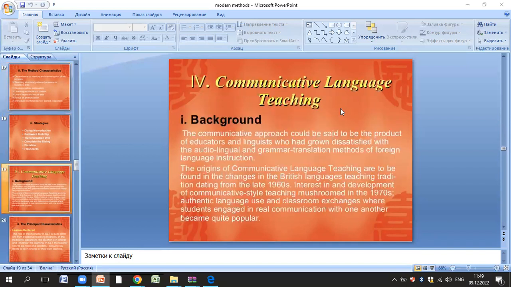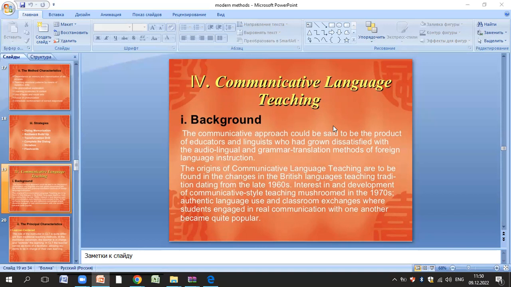The next one is communicative language teaching. The background: the communicative approach could be said to be the product of educators and linguists who had grown dissatisfied with audiolingual and grammar translation methods of foreign language instruction.